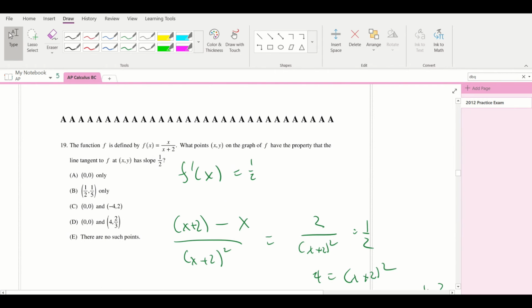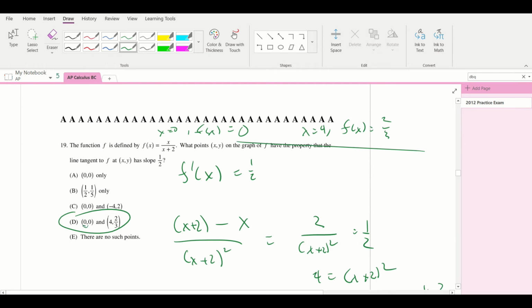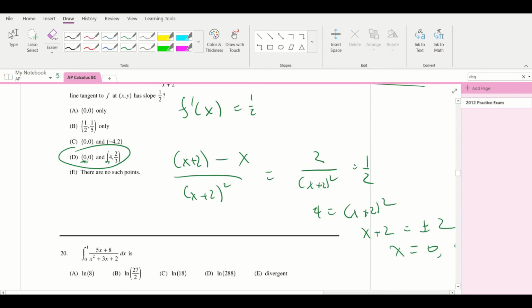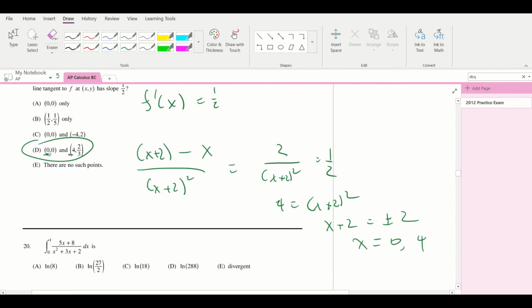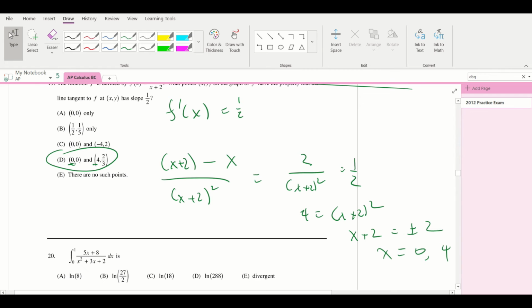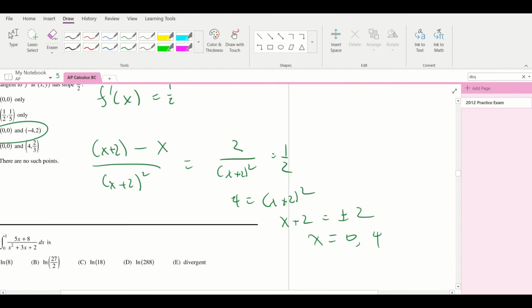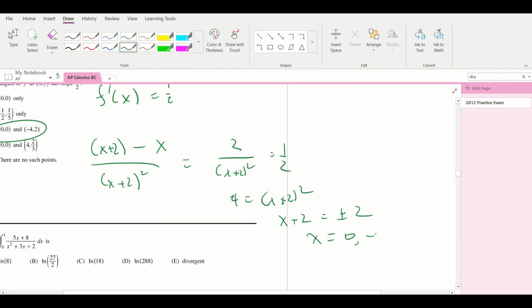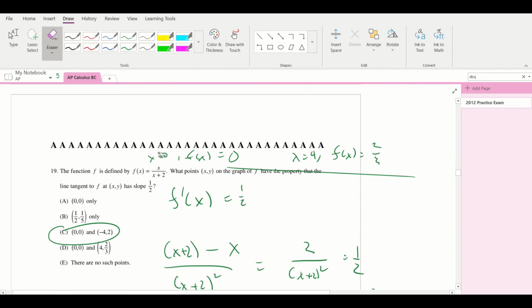Now I plug this in. When x equals 0, f of x equals 0. And when x equals 4, f of x equals 2 over 3. So we didn't actually have to do it because the only x values here are 0 and 4. But sorry, my bad. It should be C because it's not 0 or 4, it's 0, negative 4. My bad.